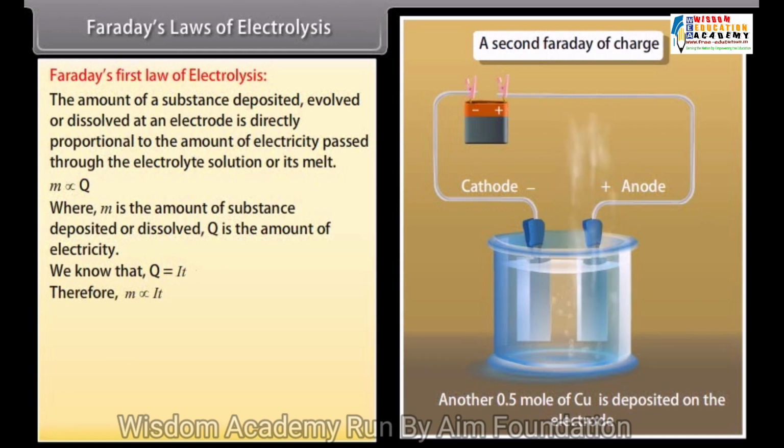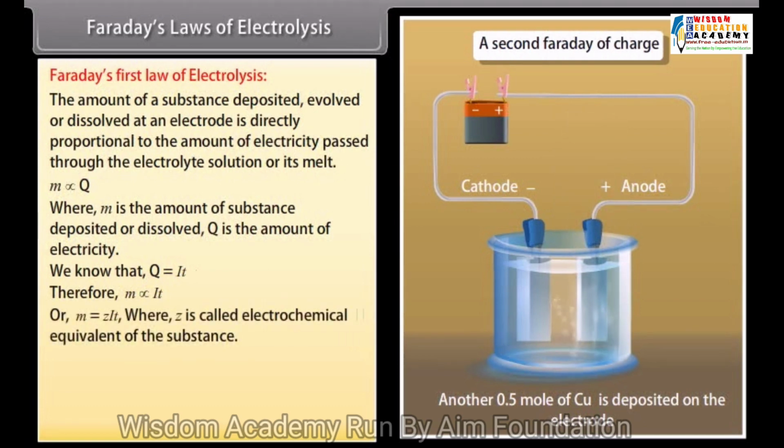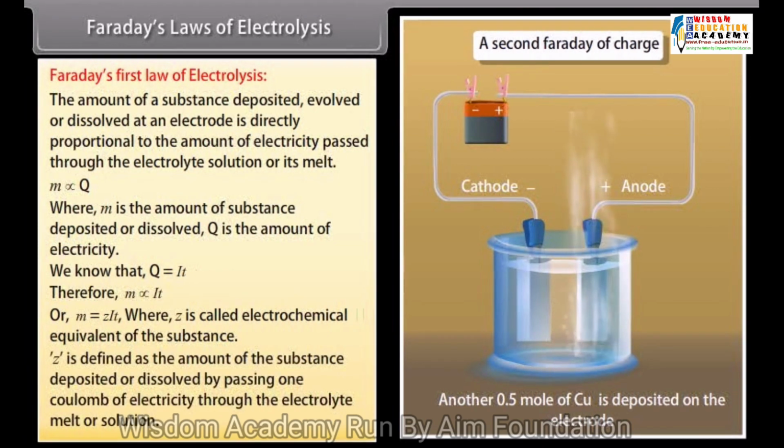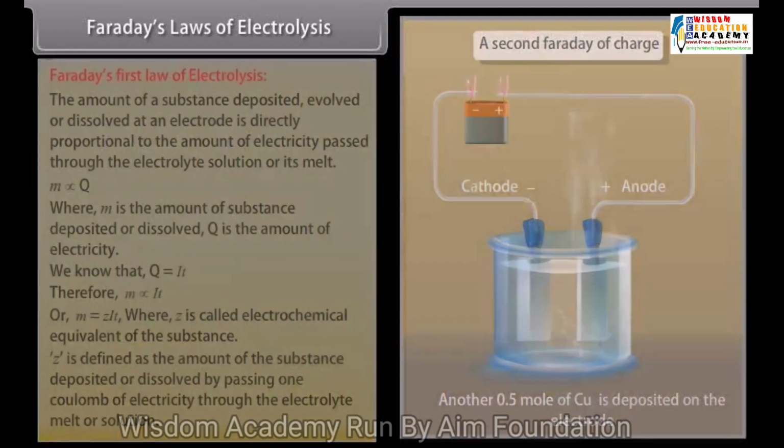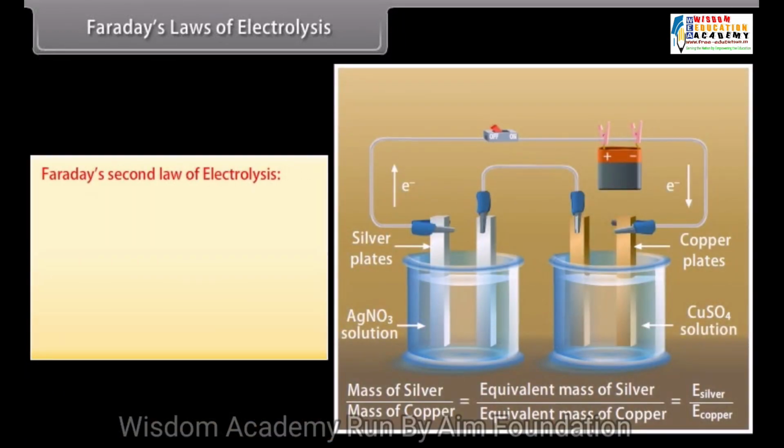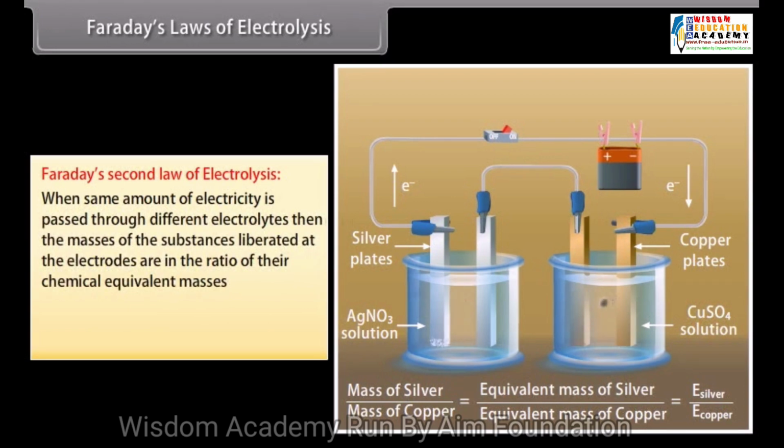It can be written as M is equal to Z I t, where Z is called the electrochemical equivalent of the substance. Z is defined as the amount of the substance deposited or dissolved by passing 1 coulomb of electricity through the electrolyte melt or solution. Faraday's second law of electrolysis. When the same amount of electricity is passed through different electrolytes, then the masses of the substance liberated at the electrodes are in the ratio of their chemical equivalent masses.